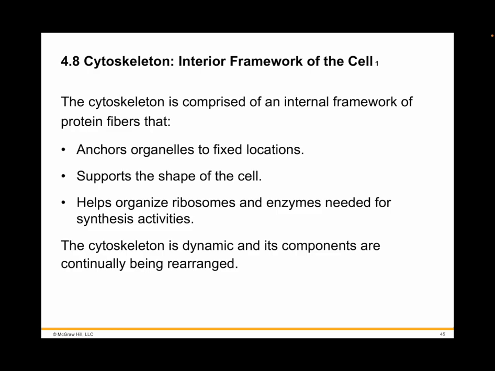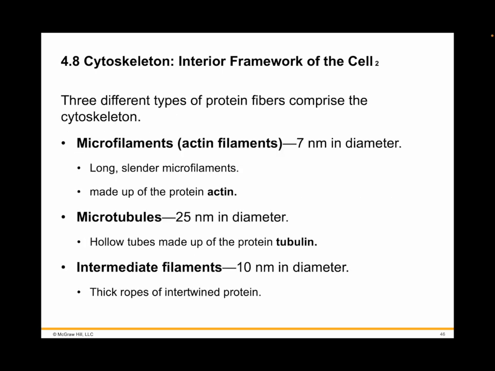So we have microfilaments or actin filaments. We have microtubules. We also have intermediate filaments. And I'll start with the microfilaments quickly. So the microfilaments are made of the protein actin. You'll learn more about actin when you learn about muscle. Microtubules, composed of tubulin, are a bit different in their structure. So whereas the microfilaments have about 7 nanometers in diameter, the microtubules have about 25 nanometers in diameter. And the microtubules are made of the protein tubulin.